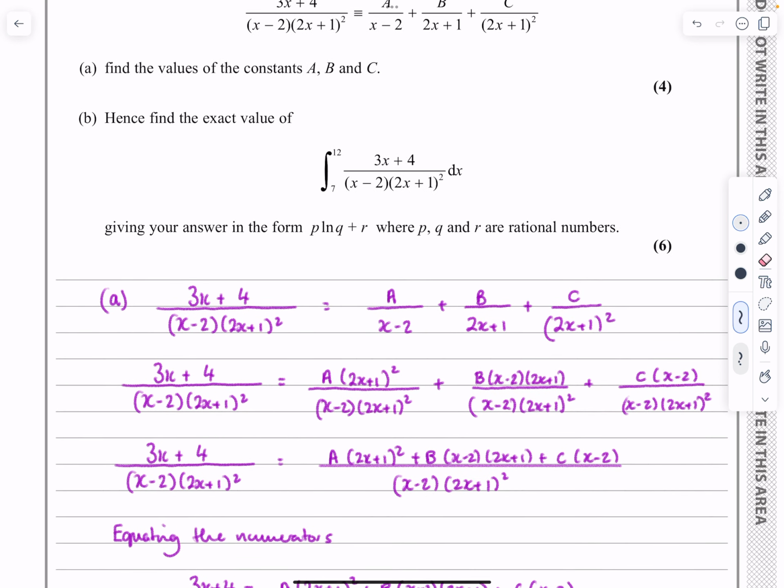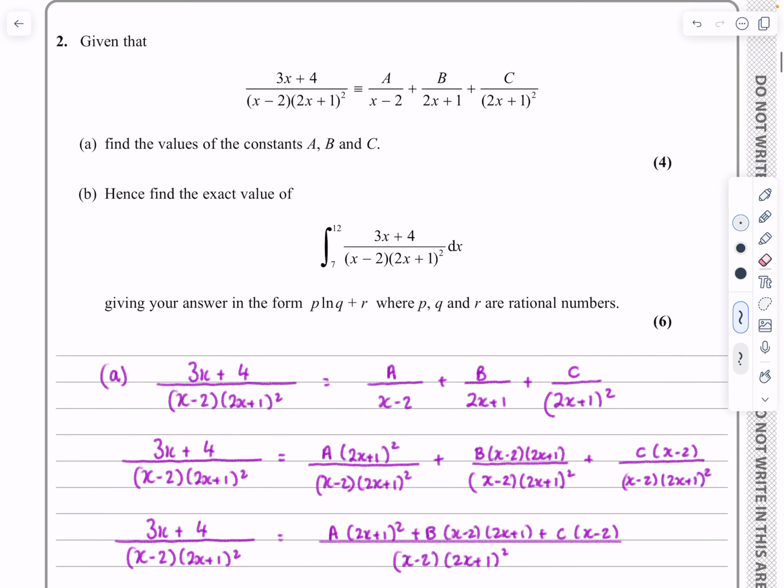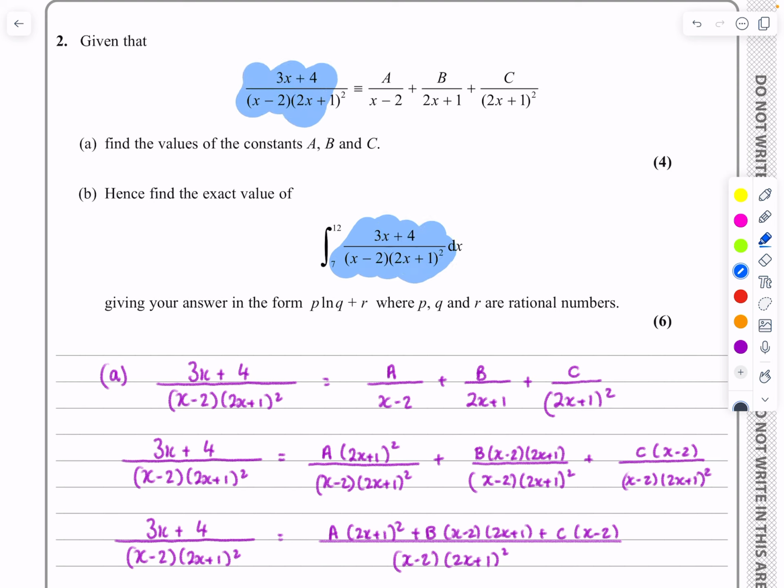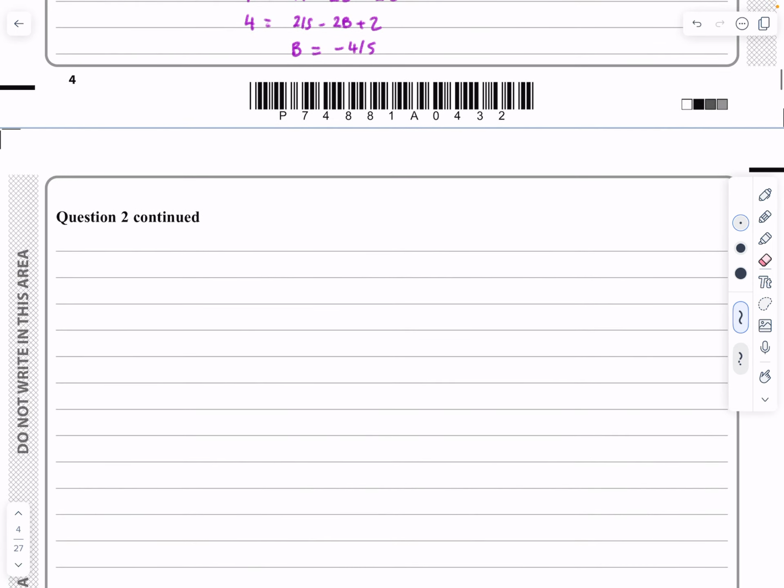Part B then says, hence find the exact value of the integral of... Just a quick check, it's absolutely fine, but just a quick check that they are exactly the same thing. You never know whether they're going to sneak a 2 or something like that in there, so we just need to be a bit careful. But no, we're absolutely fine with this one here at the moment. So the integral, let's write it out now, part B.